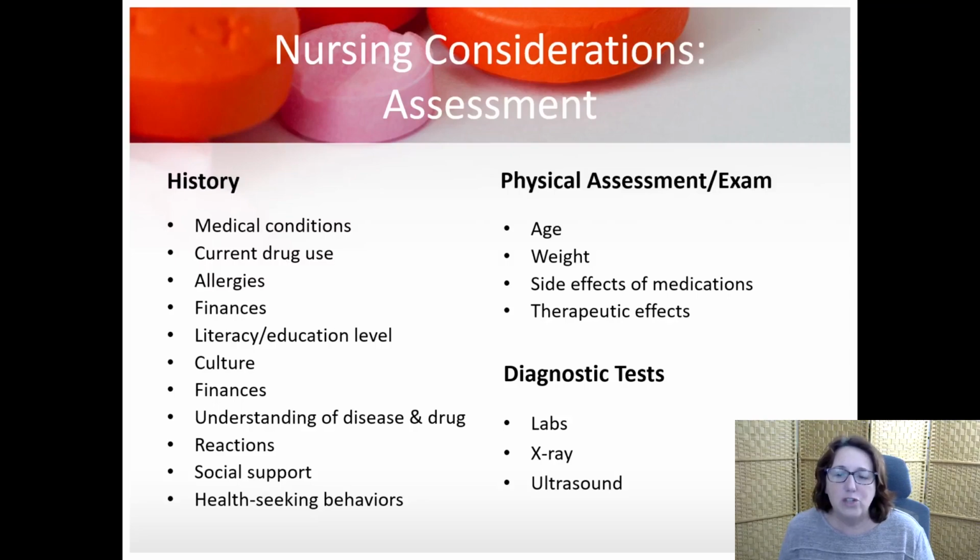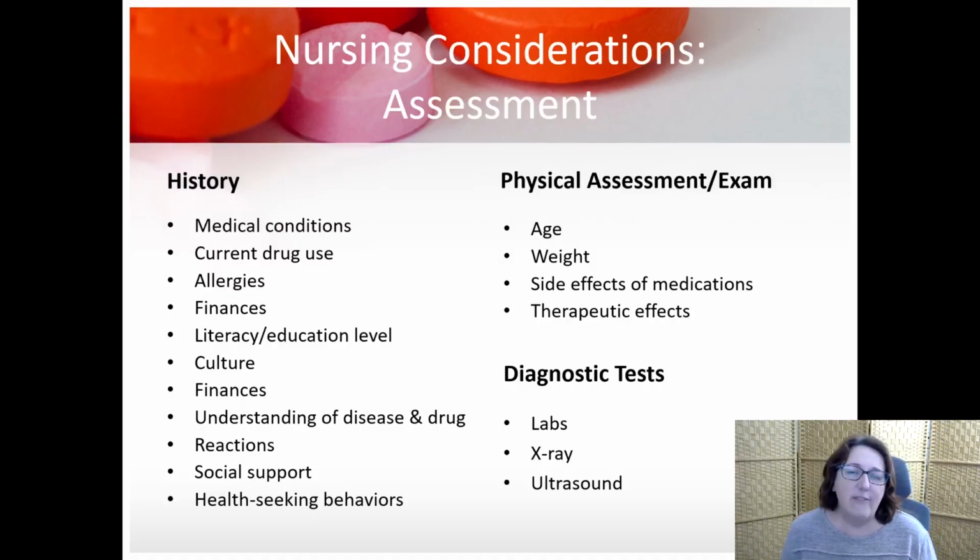We want to know about current drug use. What medications are they currently on? Prescription, over the counter, vitamins, herbal alternative therapies, street drugs, caffeine, alcohol. We want to know it all. If they have any allergies, especially to drugs, and if so, what was their reaction? Finances, we need to have a basic understanding of their financial situation to know if they can afford medication.